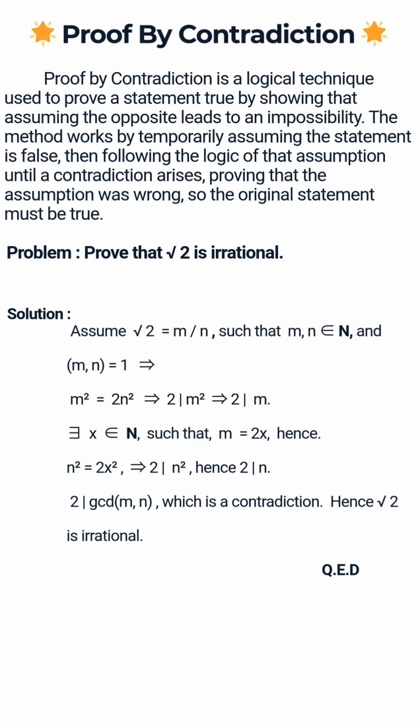So 2 divides m and 2 divides n, which implies that 2 divides the greatest common divisor of m and n, which is a contradiction since we assumed that the greatest common divisor of m and n is 1.